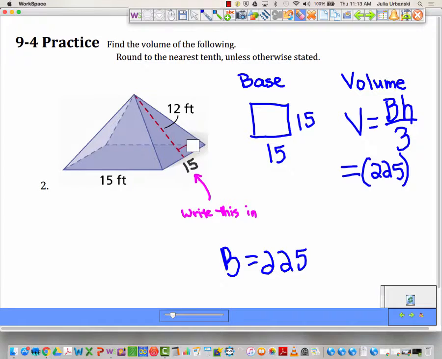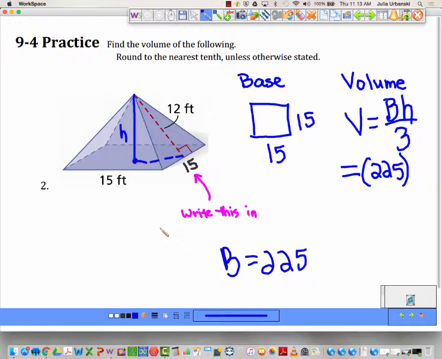Okay, that height 12 is on the outside edge. That's not where volume is calculated. Volume is calculated by filling up the inside of it. So we need the height that goes up the inside. Draw that down and call that H. Okay, we need to find this H, and we've done lots of practice with this.